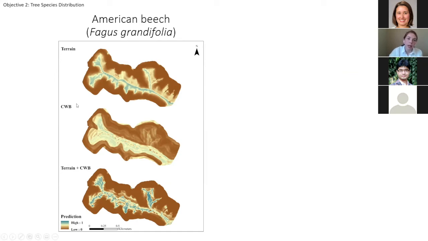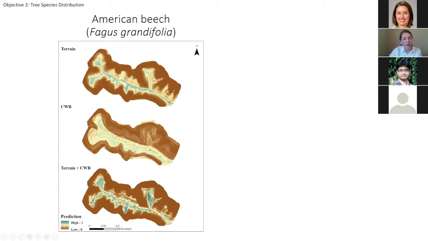So just by looking at American beech, we can start to pick up on some of the patterns that we're going to see in the other species. One is that we do see the influences of topographic position portrayed by terrain in the combination categories. So you can see that American beech is being found at those lower topographic positions. You see the same trend in the combination map. You don't, however, see this in the climate water balance map. It's more of a blanketed value for this northeast facing slope.